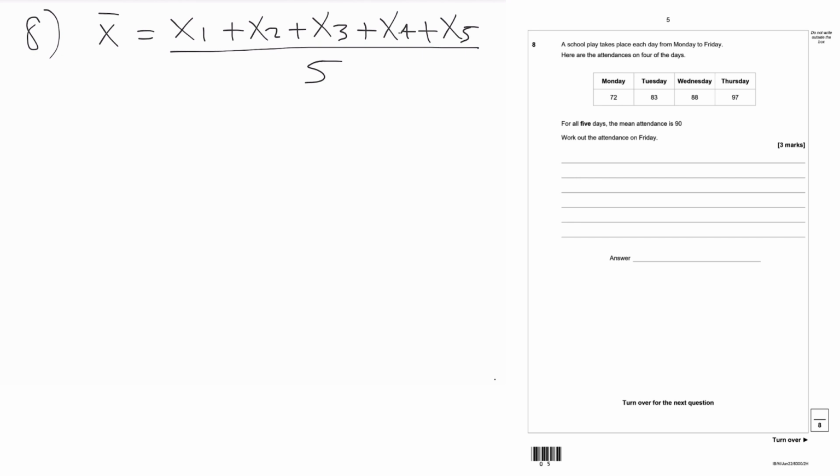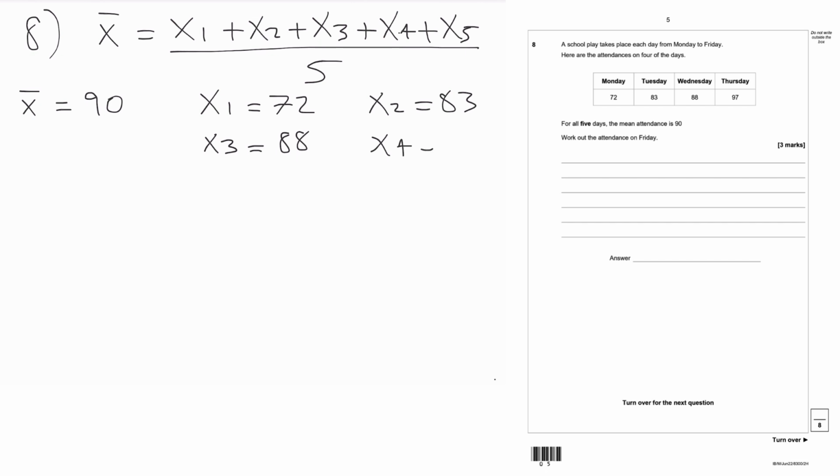Now, here, what do we know? We know that x bar, i.e. the mean, is 90 people for the week. x1, which is our value on Monday, is 72. x2, which is our value on Tuesday, is 83. x3, which is our Wednesday value, is 88. And x4, which is our Thursday value, is 97. So we now can plug these values into this top equation, and we're going to solve for x5. And in fact, what I'm going to do is rearrange this first.